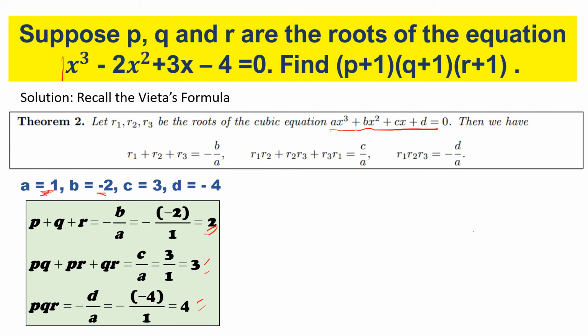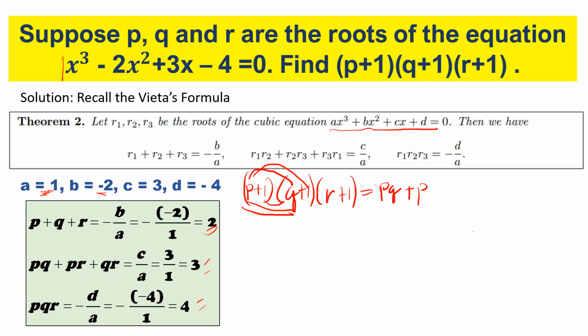Now what is asked here is (P plus 1)(Q plus 1)(R plus 1). We first get the product of the first two factors, P plus 1 and Q plus 1. So we have P times Q, which is PQ, P times 1, which is P, 1 times Q, which is Q, then 1 times 1, which is 1. So we now have PQ plus P plus Q plus 1 times R plus 1.